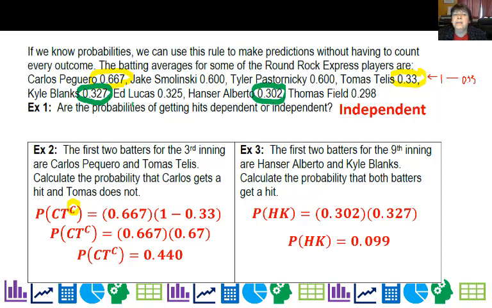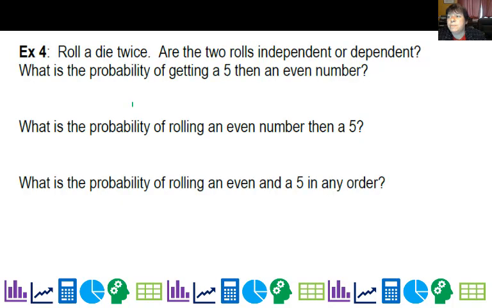Okay, now let's take a look at an example where we roll a die twice. First of all, are the two rolls independent or dependent? They're independent because it's not like faces of a die disappear or you have fewer of them. So I'm just going to multiply the probability of getting a 5 first and then an even. There's only one 5 on the die, so that probability is 1/6. The probability of an even is 3 out of 6, or 1/2.